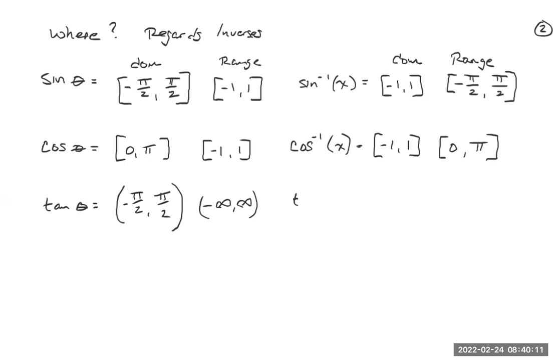That makes arctangent or tangent inverse. It has a domain of any number you want to put in. That's really unrestricting, right? And a range from negative pi over 2 to pi over 2, but we cannot touch them.